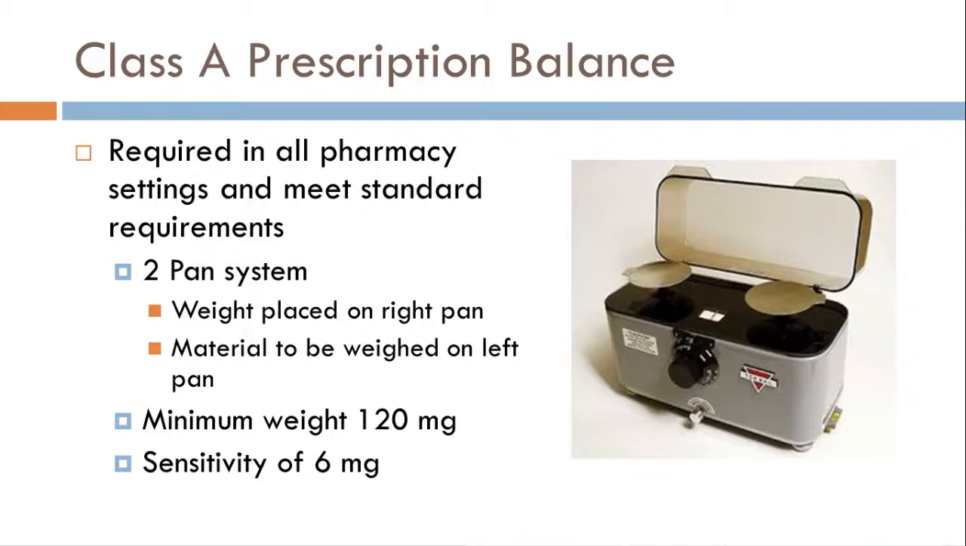The minimum amount you can weigh on a Class A prescription balance is 120 milligrams. The sensitivity, and by that I mean the amount you can measure by one notch over on the dial in the middle, is 6 milligrams. So remember those last two bullet points, because I do think those could be fair game on the exam.